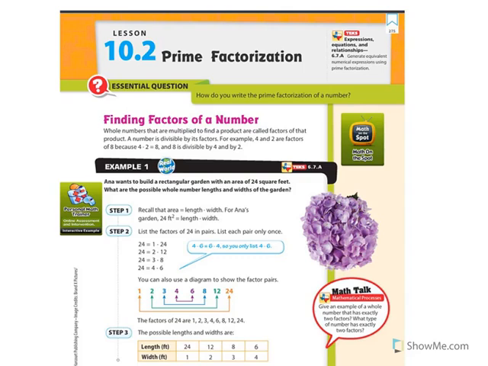Today we're going to learn about prime factorization. Yesterday you learned a vocabulary word called factors. Remember, factors are the numbers that we can multiply together to get another number. For example, 4 and 2 are factors of 8 because 4 times 2 equals 8.